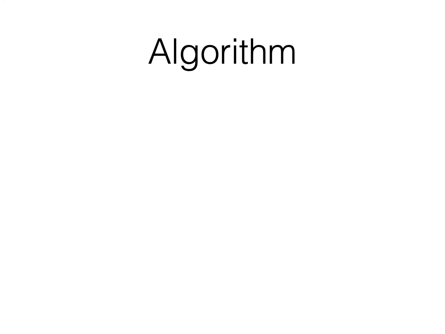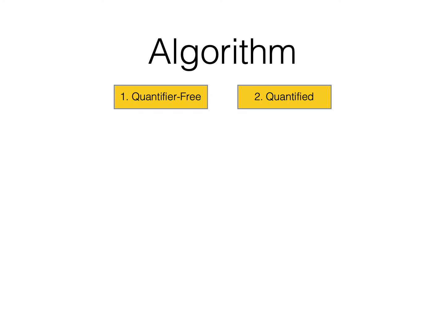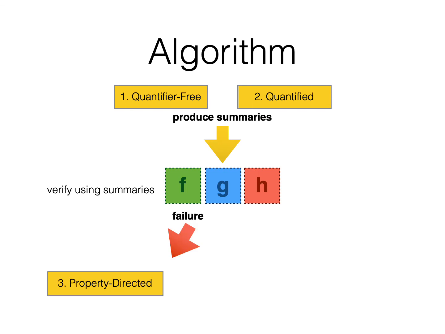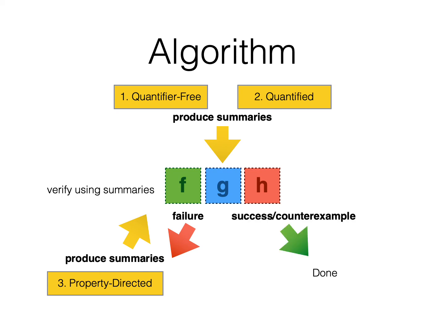Now that we've seen the three different summaries we can infer, let's look at how we can combine them into a verification algorithm. First, we infer quantifier-free and quantified summaries. Then we try to perform verification using these summaries. If we fail to verify the program and don't find a counterexample, we then learn property-directed summaries and again try to verify using the updated set of summaries. This continues until we eventually succeed at verification or find a counterexample.